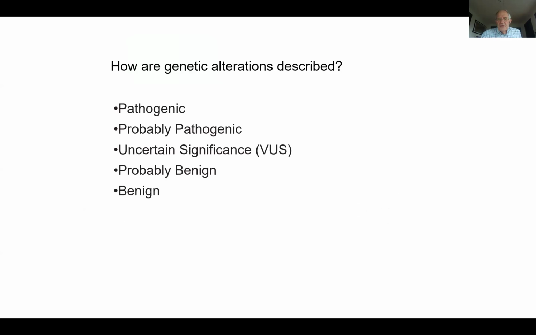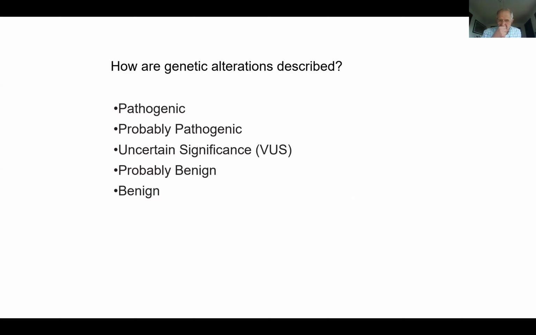So one of the things that I think is very confusing to people is how genetic alterations are described. And there are basically three outcomes. First, it's causative or pathogenic. The second is it's not causative, or in this case, benign, or we don't know. And we don't know for a variety of reasons.